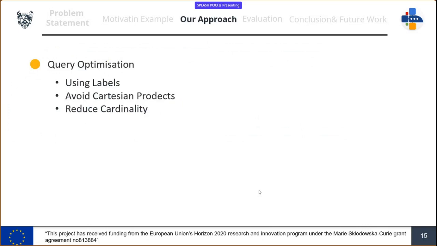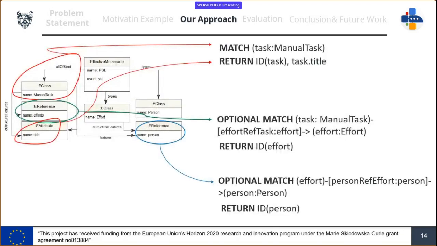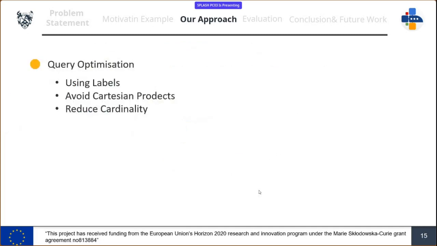As we saw in the last slide, we generate the query based on the effective metamodel. But we don't need just to generate a query. We need a query that is optimized. If we consider this query, it's three accesses to the database, return this, return this, return this. So it's like the lazy strategy, and it's not a very good idea to access the database multiple times. Here we use some query optimization, like using labels, and some techniques to avoid Cartesian products; we try to reduce the cardinality.